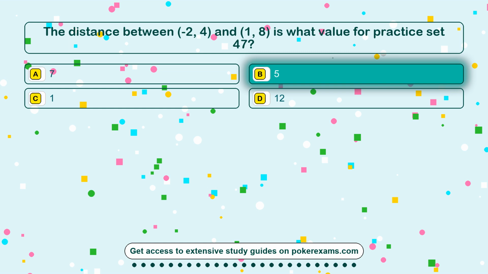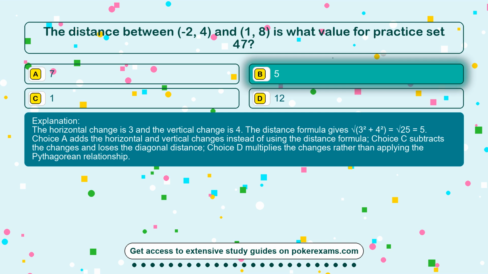The correct answer is option B, 5. The horizontal change is 3 and the vertical change is 4. The distance formula gives the square root of 3 squared plus 4 squared, which equals the square root of 25, equals 5. Choice A adds the horizontal and vertical changes instead of using the distance formula, choice C subtracts the changes and loses the diagonal distance, choice D multiplies the changes rather than applying the Pythagorean relationship.